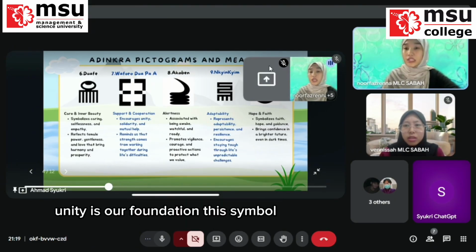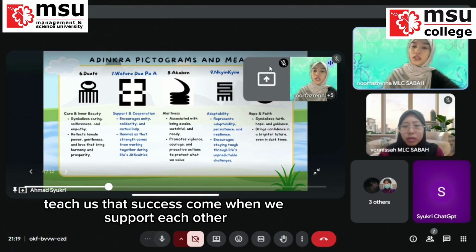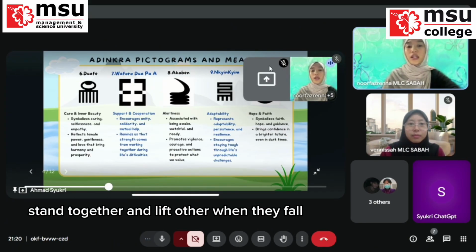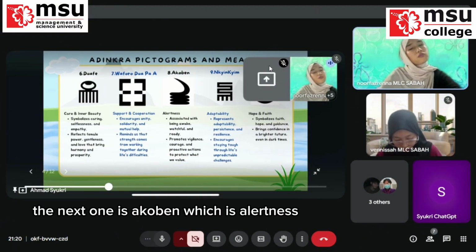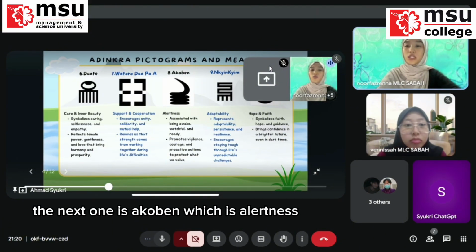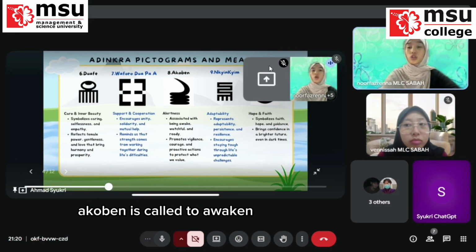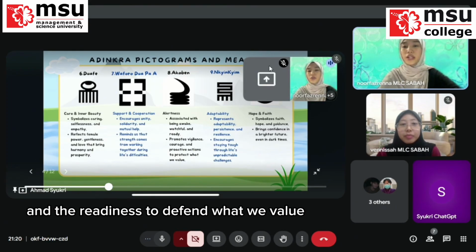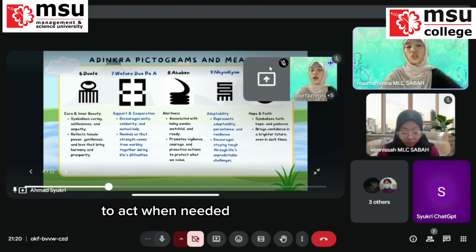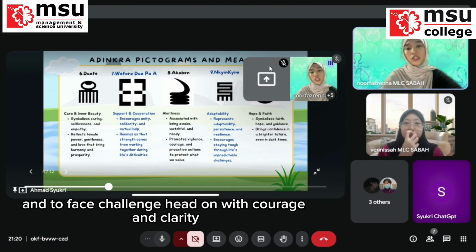Unity is our foundation. This symbol teaches us that success comes when we support each other, stand together, and lift others when they fall. No one succeeds alone, and strength lies in solidarity. The next one is Akoben, which is alertness. Akoben is a call to awaken. It symbolizes vigilance and the readiness to defend what we value, to act when needed, and to face challenges head on with courage and clarity.